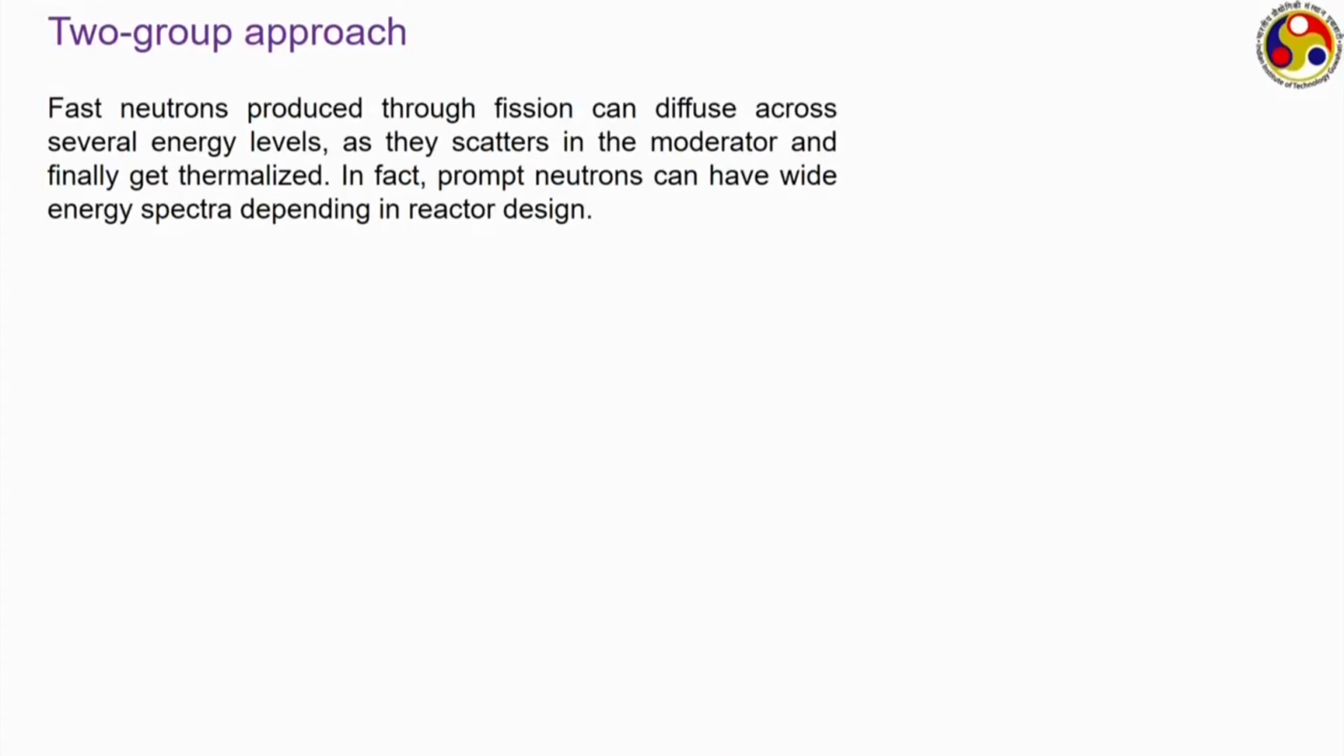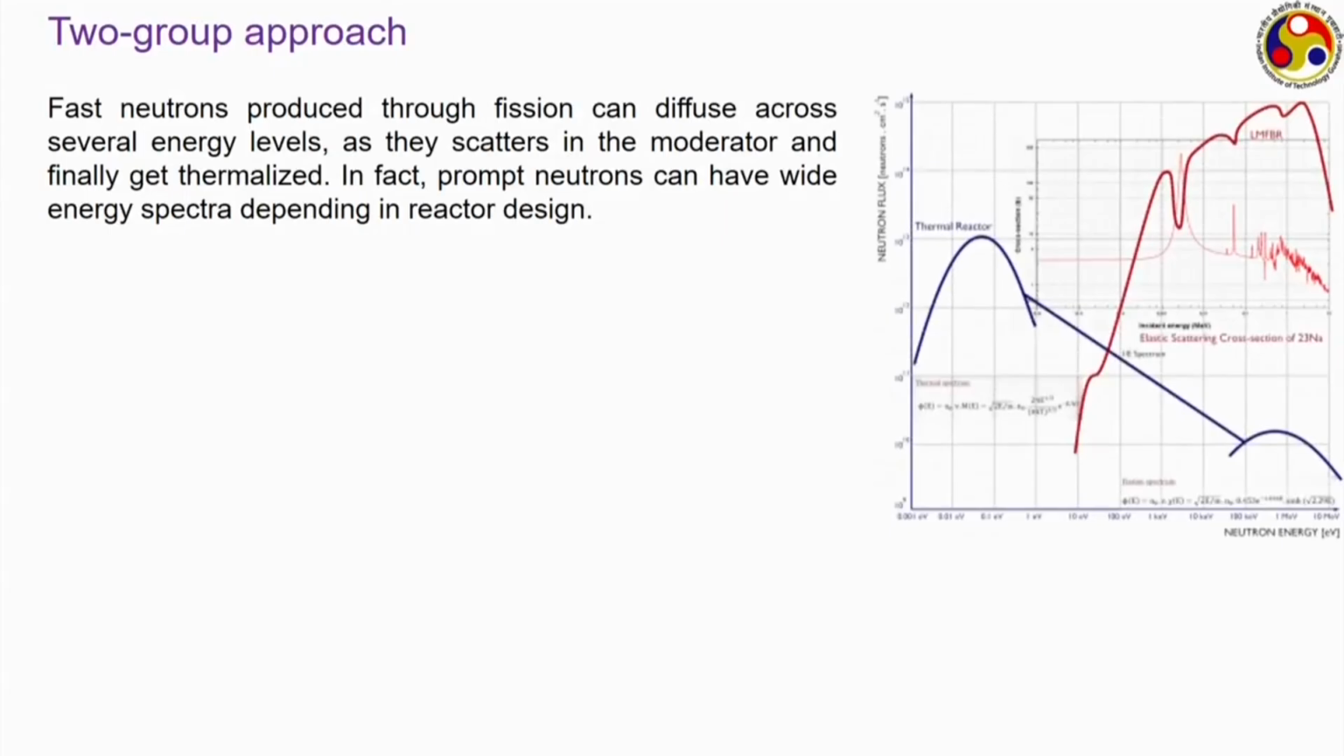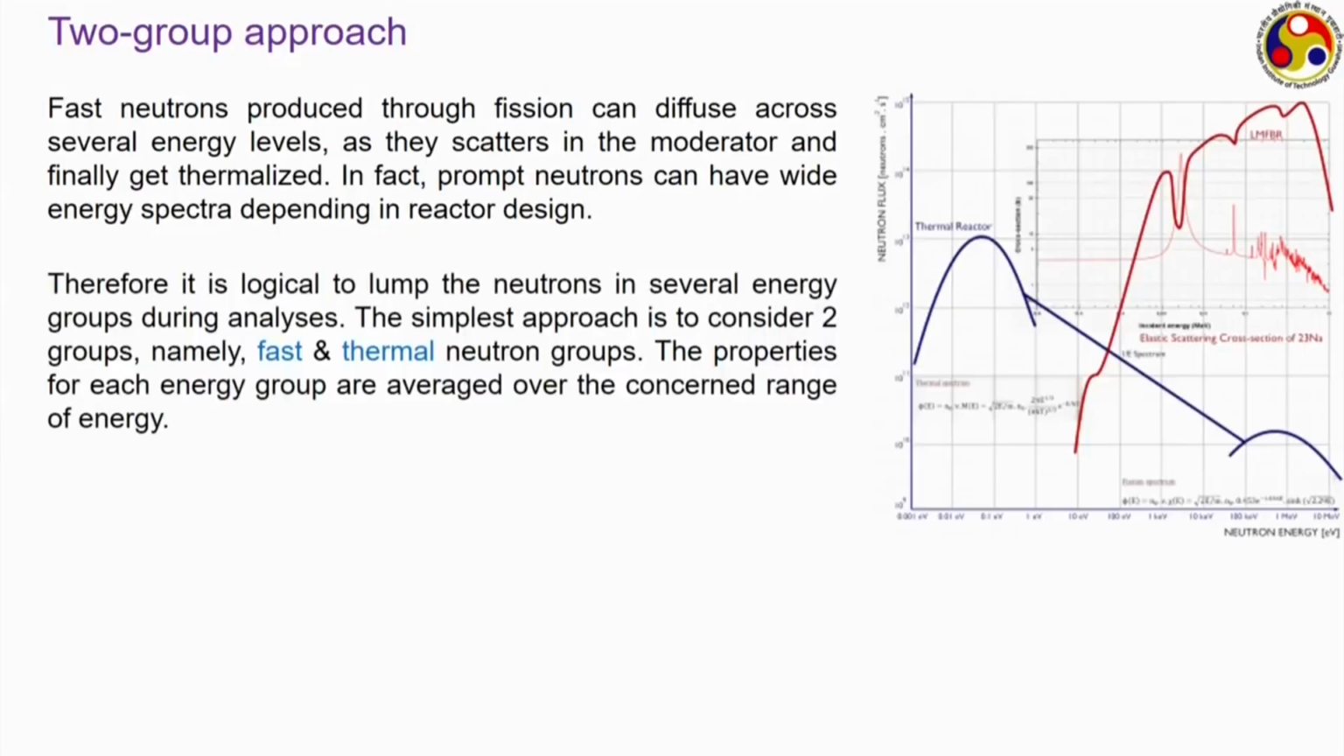Accordingly, we can have a very wide spectrum of neutrons present in the reactor. This is one of the representative diagrams. Here this purple line represents the neutrons produced because of thermal fission. The red one represents that for fast fission, and you can clearly see there is a wide spectrum of energy with which the neutron can appear. So instead of using a single group assumption, it is more logical to lump the neutrons into several energy groups during the analysis.